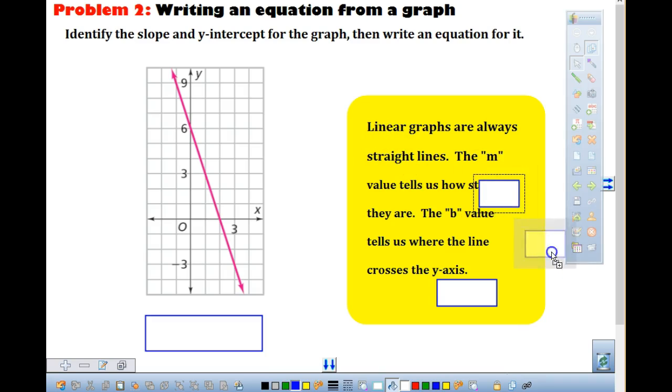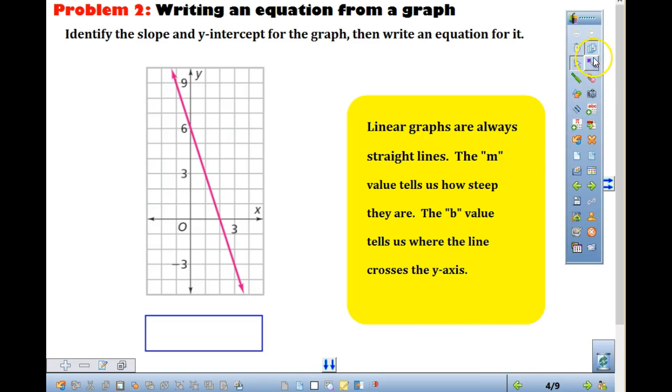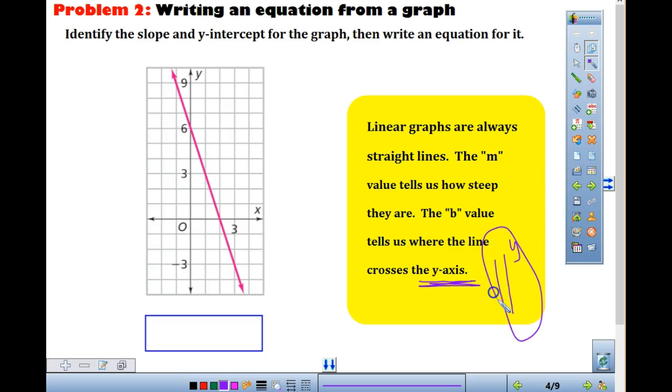The M value stands for the, what did we just talk about? What of the line? The steepness. It tells us how steep it is. And the y-intercept, the B, tells us where it crosses the y line. Key thing, it must be on this line, okay? Always on the y-axis. So the M tells us how steep, it's always a straight line.